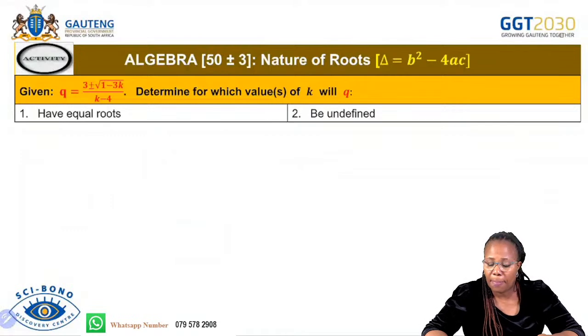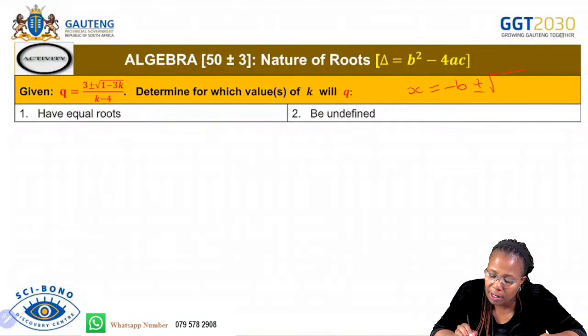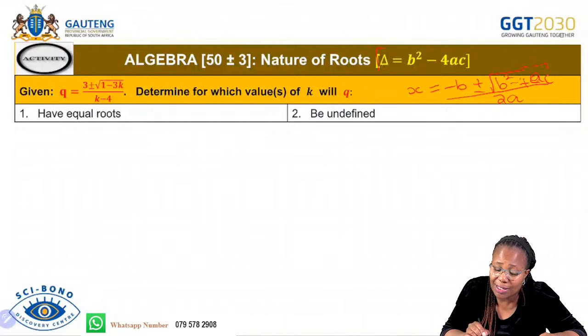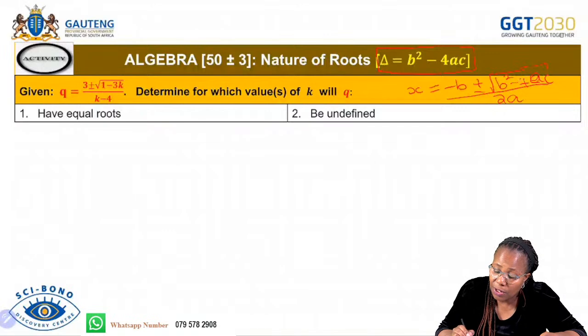Nature of roots is having a relationship with your quadratic formula. Remember, the quadratic formula says that x is equal to minus b plus minus the square root of b squared minus 4ac all over 2a. Can you see now? The nature of roots is using the discriminant is equal to b squared minus 4ac. Can you see that part came from this part here?